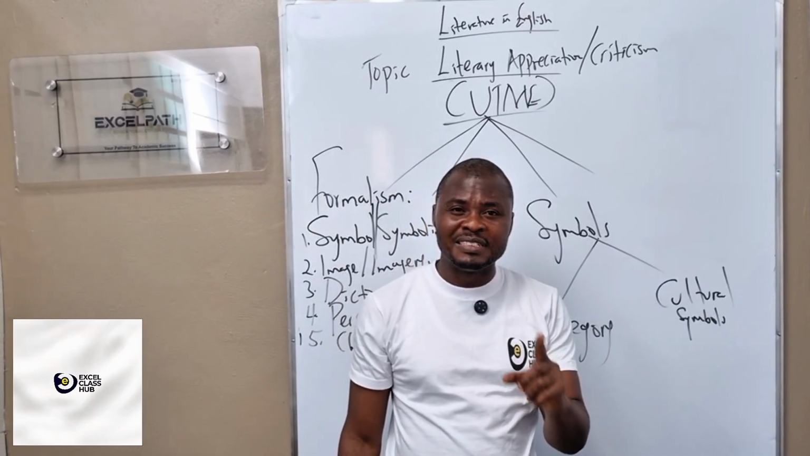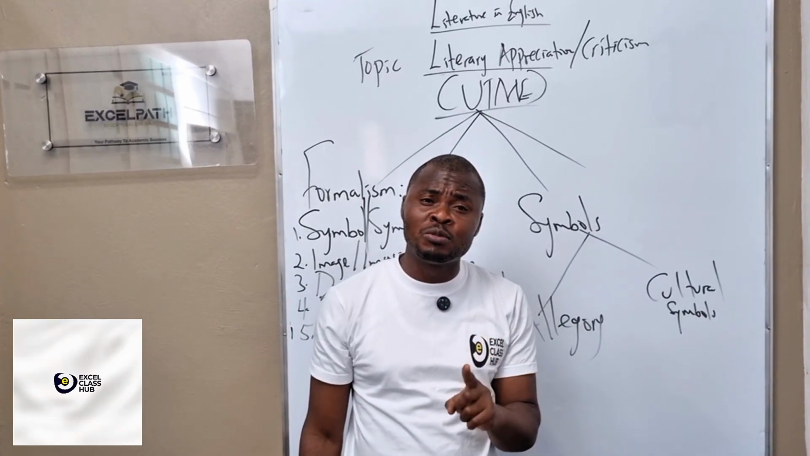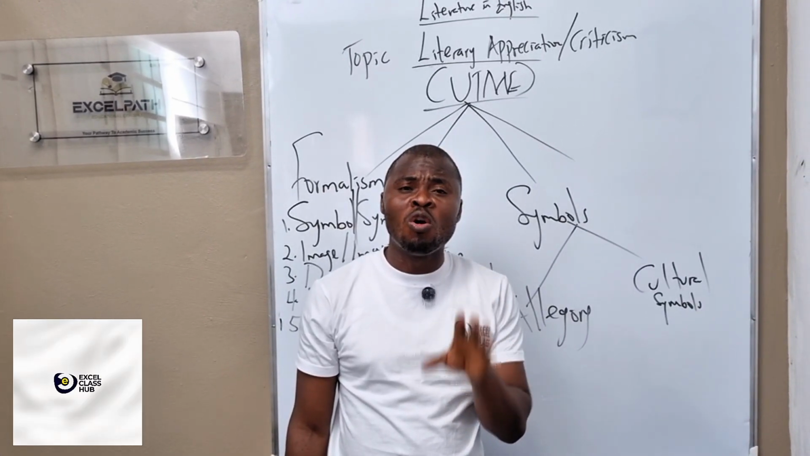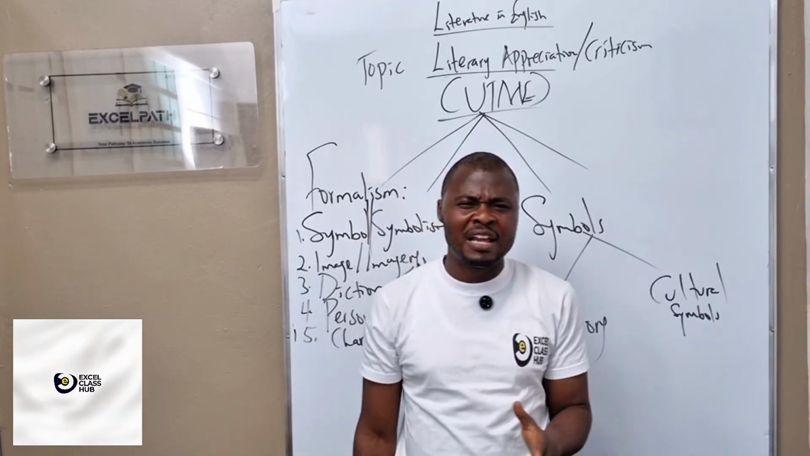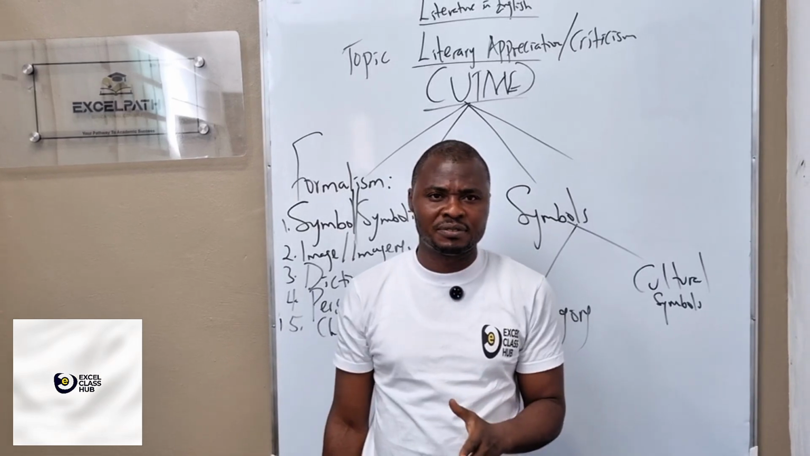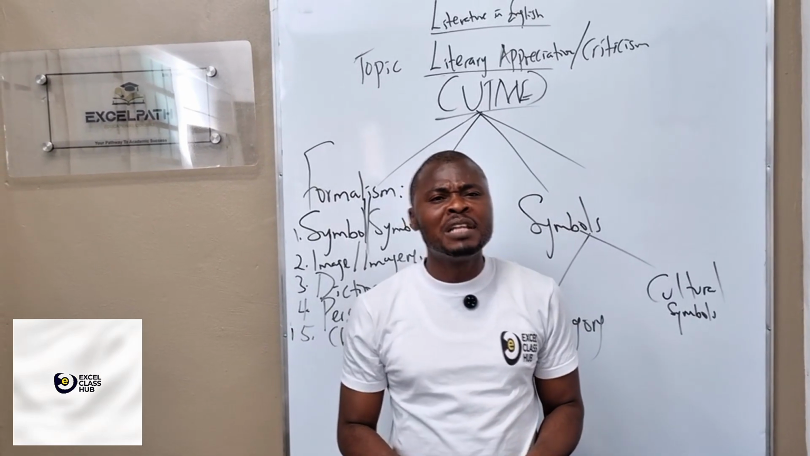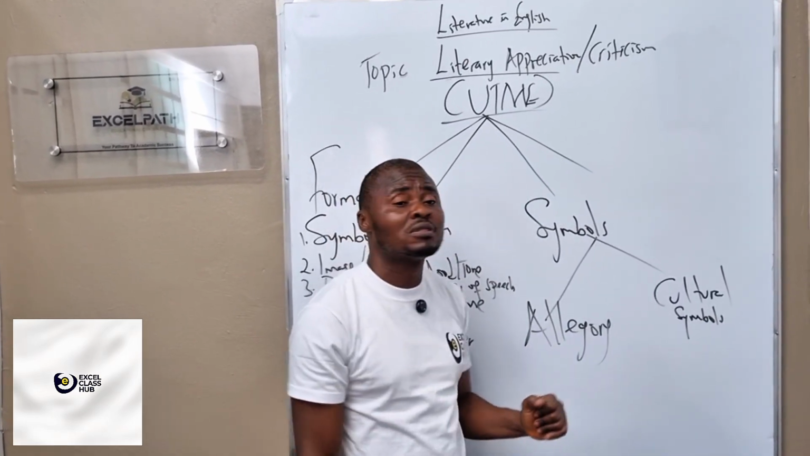That's one symbol. Next time you read a literary work, please pay attention to all the symbols, so that you can ask yourself this question: is it that this thing is everywhere, or is it only found in this place? Then let's talk about cultural symbols.